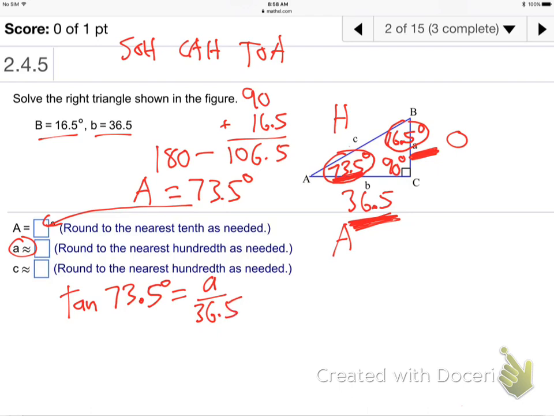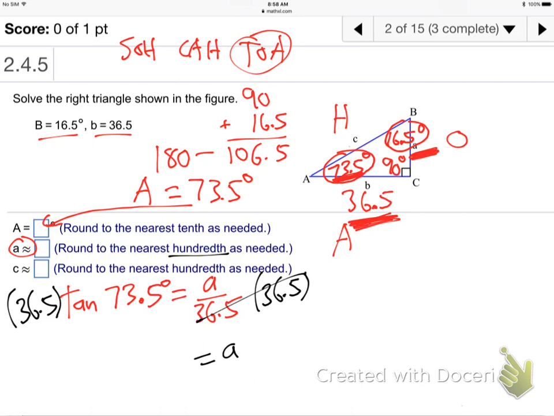Because tangent is opposite over adjacent. So for 73.5, tangent is opposite over adjacent. That little equation. Now I want to solve for little a. So what do I do to solve that equation for little a? Multiply by 36.5. You always multiply by the denominator, huh? Whatever's in the denominator, both sides. Little a equals. Somebody got an answer there?